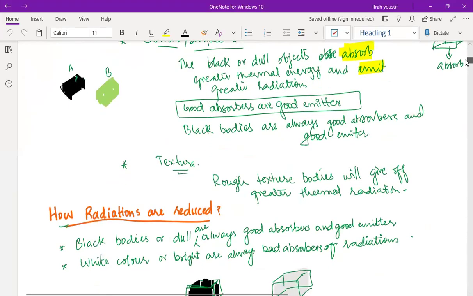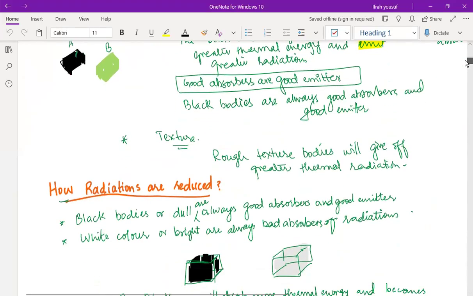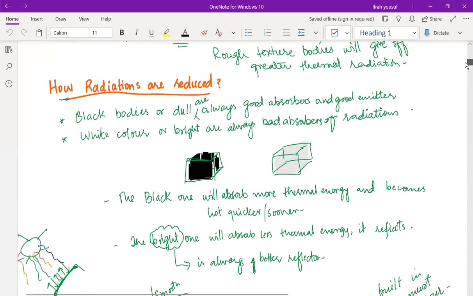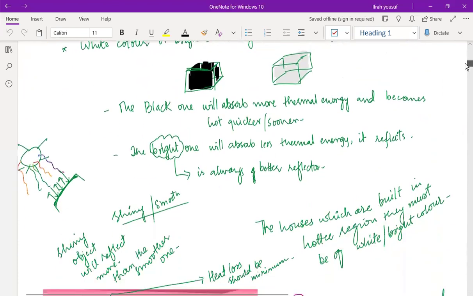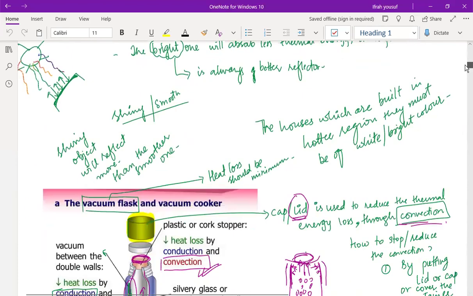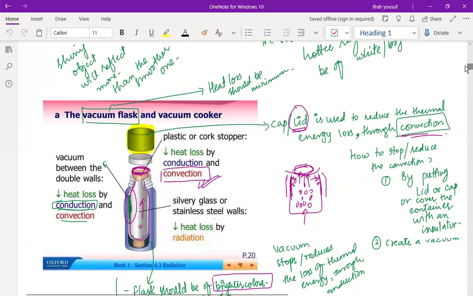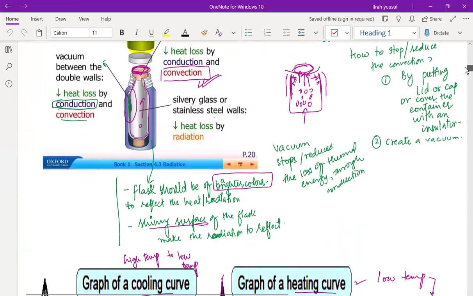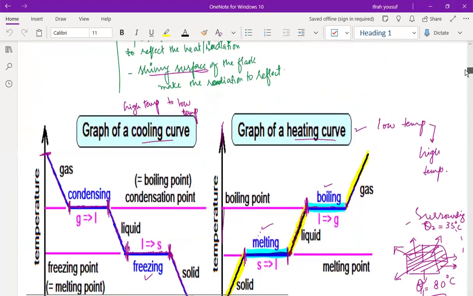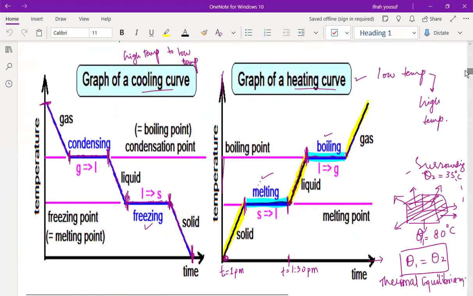ठीक है. और उसके बाद we were discussing how radiations can be reduced. ठीक है. अच्छा जी. Then we also discussed this example where the three processes can be observed, right? Conduction, convection, and radiation. And then we saw the cooling curve and the heating curve, right? ठीक है.